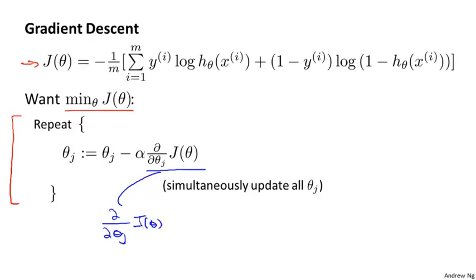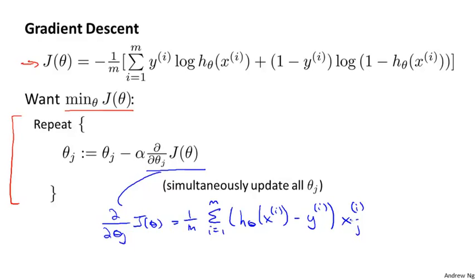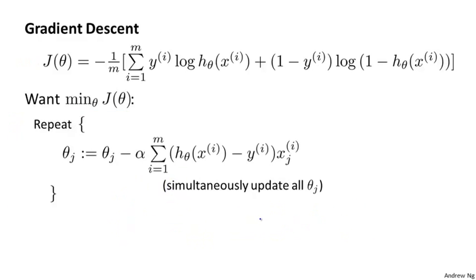But even if you don't know calculus, don't worry about it. If you actually compute this, what you get is this equation, and I'll just write it out here: the sum from i equals 1 through m of essentially the error times x_j^(i). So if you take this partial derivative term and plug it back in here, we can write out our gradient descent algorithm as follows. All I've done is take the derivative term from the previous slide and plug it in there.